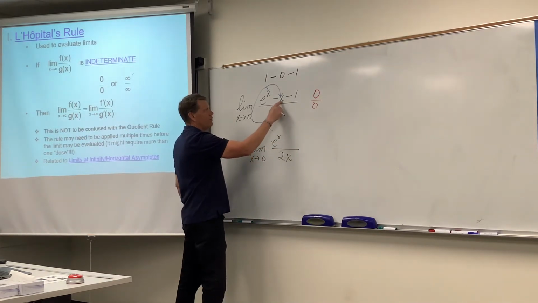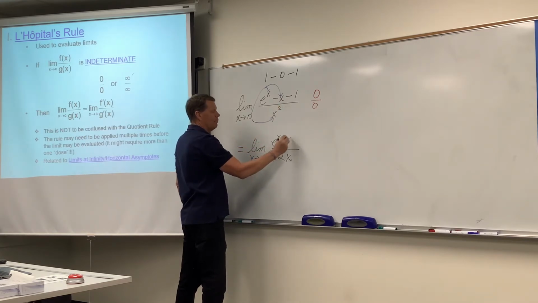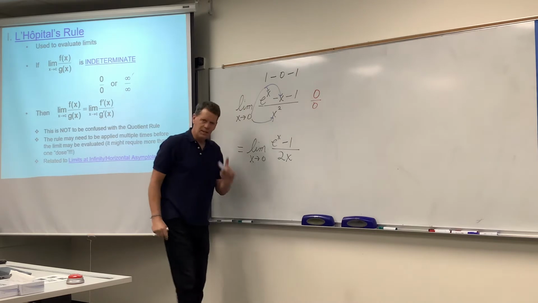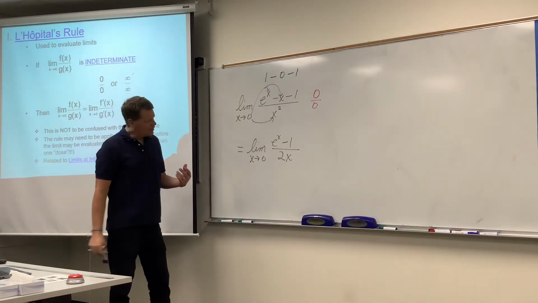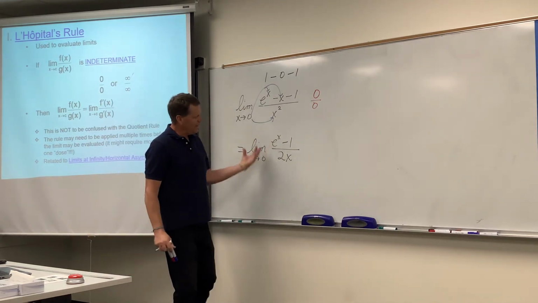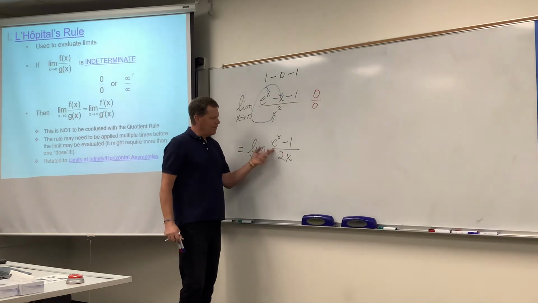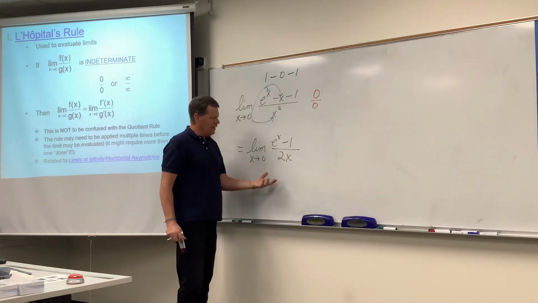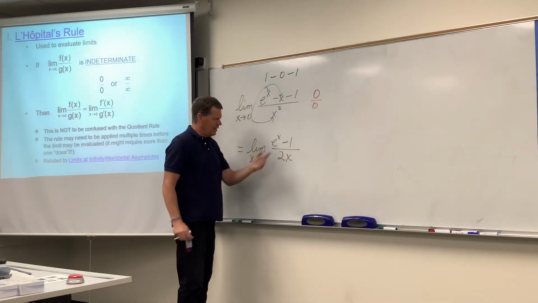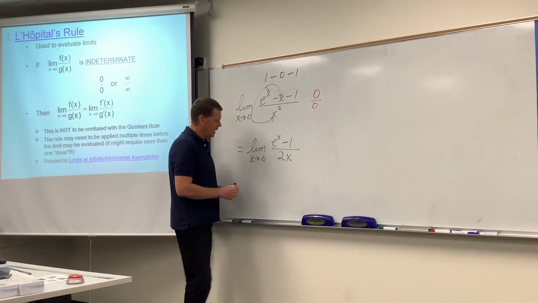What's the derivative of negative x? Negative 1. And what's the derivative of 1? 0. All right, as we discussed earlier, before we check again, let's see if we can cancel anything. I don't see anything going on there. You can't cancel an x or anything like that. Okay, let's check it again.